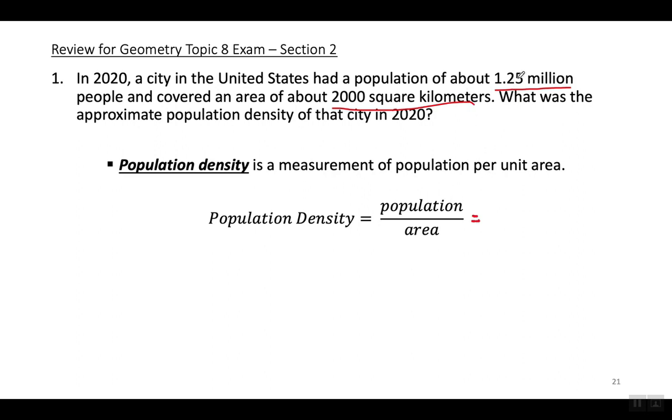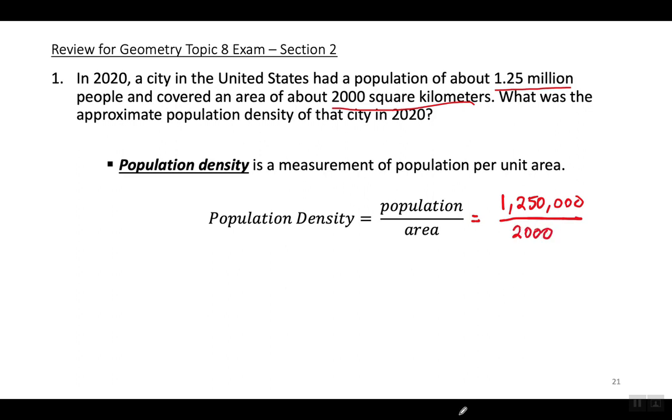And the only thing that you got to understand how to write correctly is how to translate from 1.25 million to understand that means 1,250,000. 1.25 million, you write it this way, 1,250,000. On the test, there's a similar number, so you got to know how to translate from that to that. So I'm going to divide that by the area, which is 2,000 square kilometers.